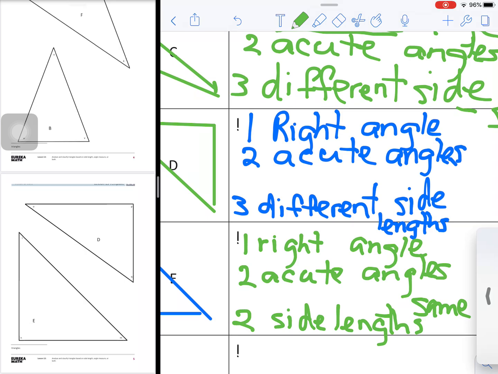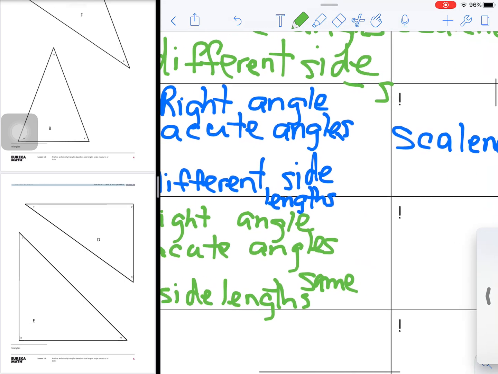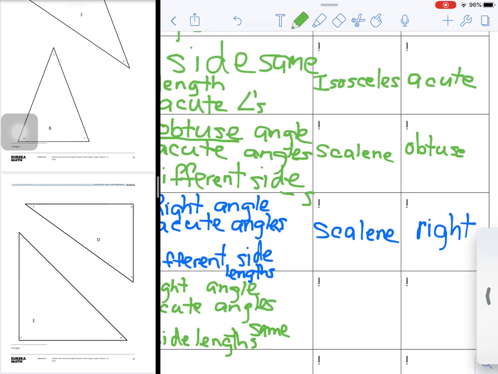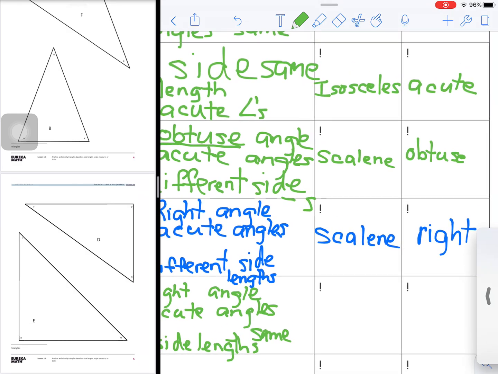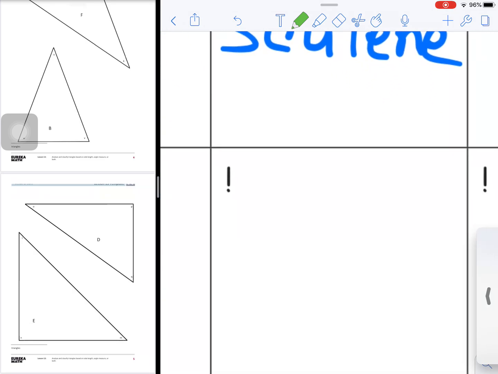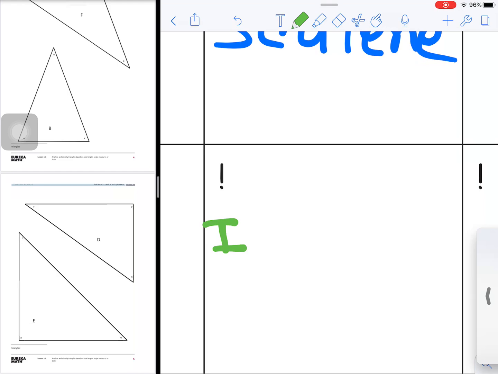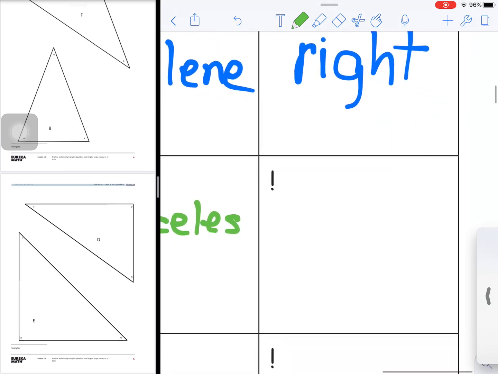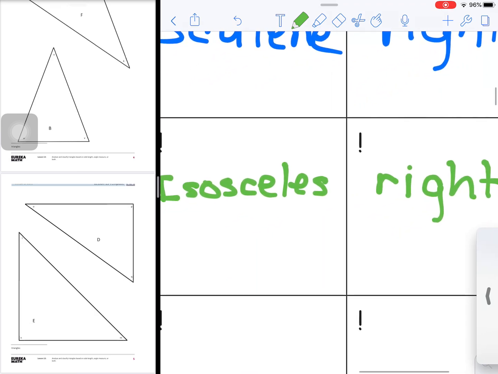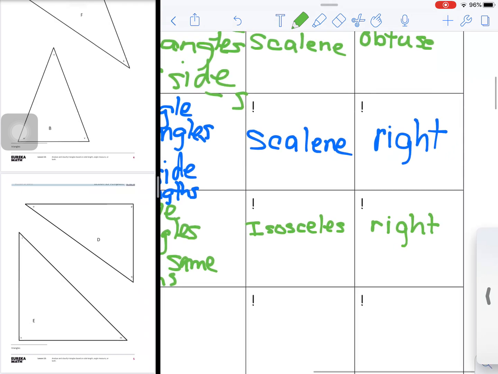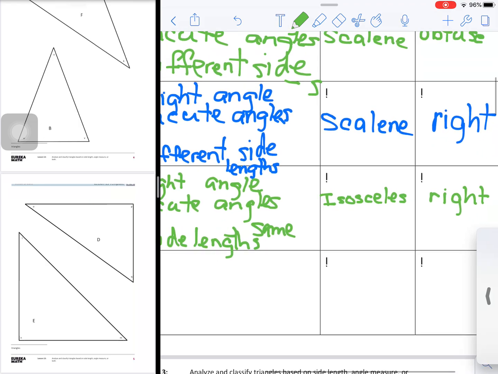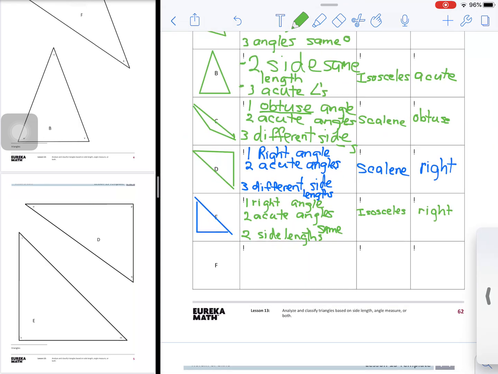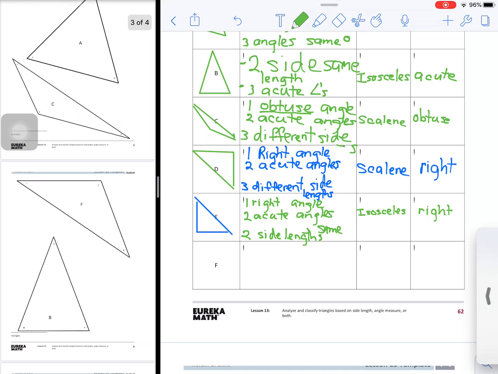Okay, so this one, there are no more new words. We're just going to use the ones we have. What did we call a triangle with 2 side lengths the same? That's right, isosceles. So write that in. And it has one right angle. So it is a right triangle. So this is an isosceles right triangle, or a right isosceles triangle. We only have one more. We're going to take a quick look at that, and then I'm going to set you free.